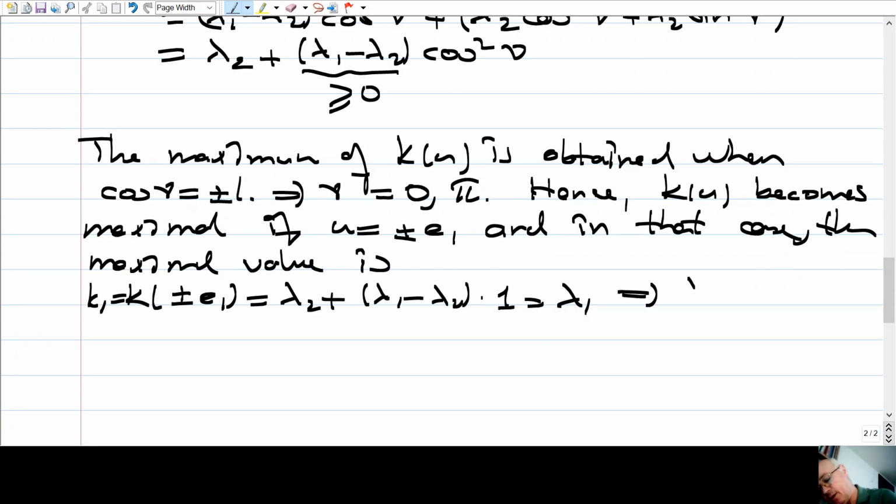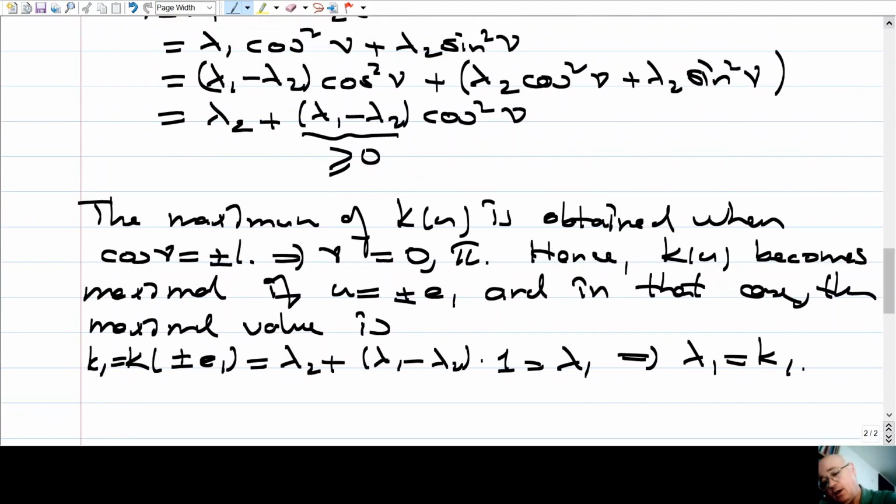So this implies K1 is just lambda 1. In other words, the principal curvature is nothing but the eigenvalue of the shape operator, the bigger eigenvalue of the shape operator. Similarly, this quantity takes its minimal value when this is 0.